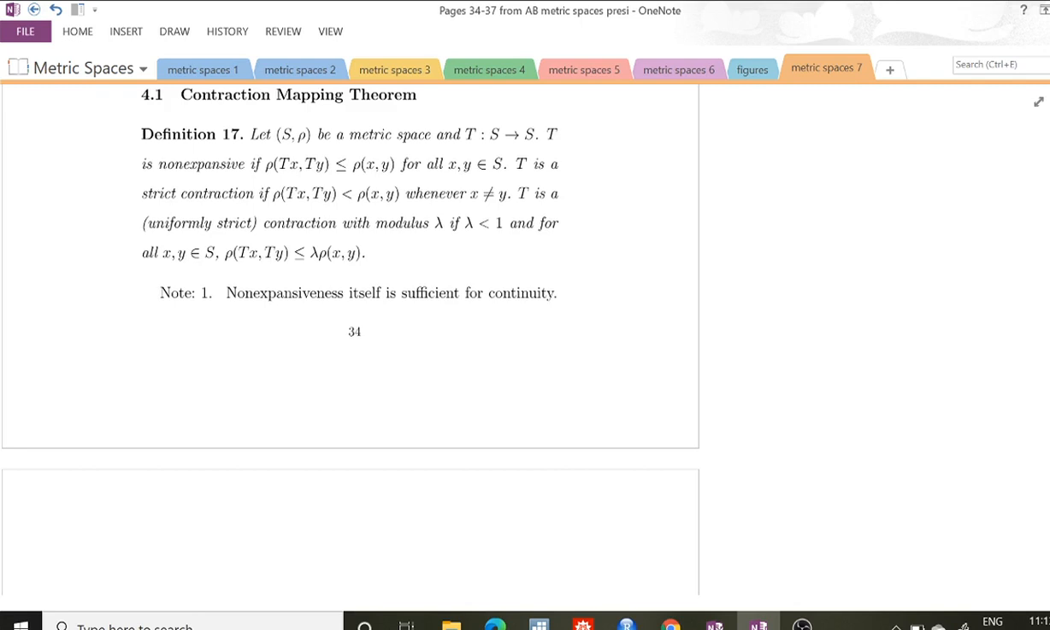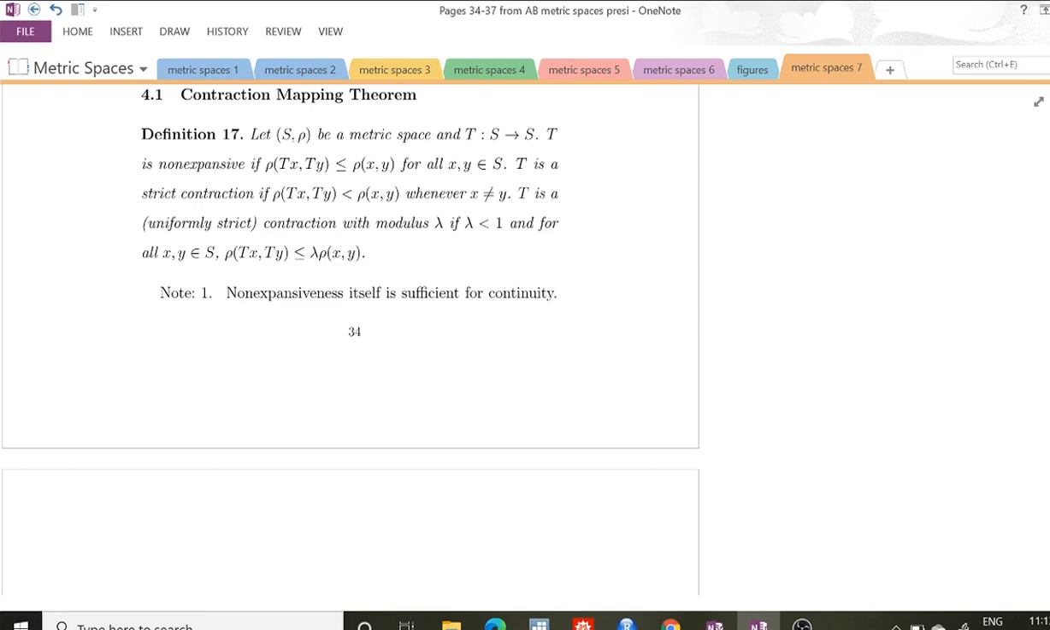Right? And T is a strict contraction if the distance is strictly less whenever x and y are two distinct points. T is a uniformly strict contraction with modulus lambda if the distance between Tx and Ty is less than or equal to lambda times the distance between x and y, where lambda is less than 1, right?